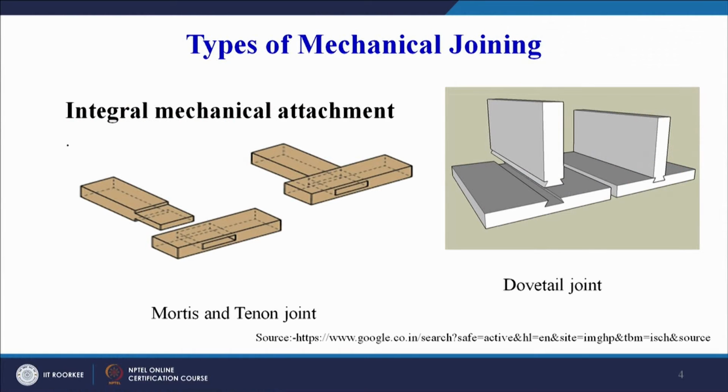There are other similar types of joints which are also used, which we can classify as integral mechanical attachment. Similarly, a dovetail joint, here you can see a very common type of joint we see in our day to day life. When we have a sliding type of arrangement, we usually have a dovetail joint there. So this is an integral mechanical arrangement. So depending upon the requirement, we will see in composites which type of joint can be used.